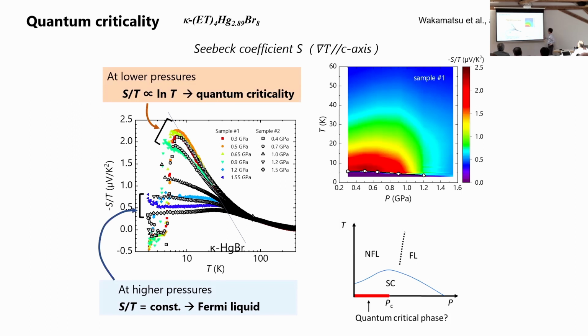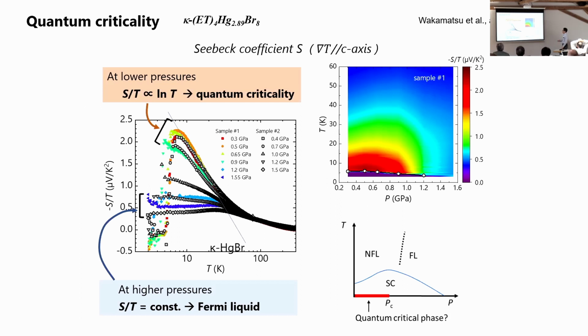In the low temperature, low pressure regions, you see S over T goes up nearly in a logarithmic manner. But at high pressure regions, S over T is nearly constant. This is the conventional behavior of conventional metals. Okay, so in this non-Fermi liquid region, the logarithmic dependence of S over T suggests quantum criticality, which is widely discussed in diverse materials.